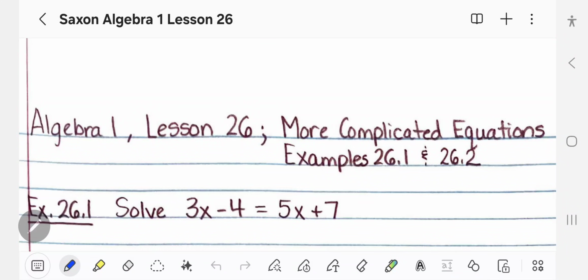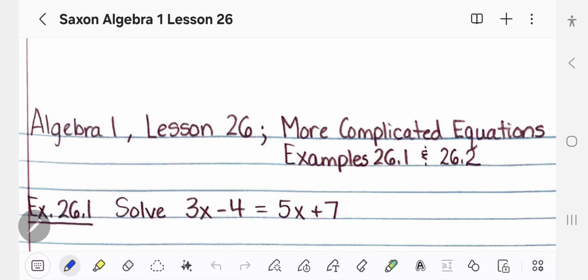This is Algebra 1, Lesson 26, More Complicated Equations. We're going to be doing examples 26.1 and 26.2. What a title, right? In the last few lessons and videos, we've been learning some different tools that you can use to solve equations, like the additive property of equality and the multiplicative property of equality.